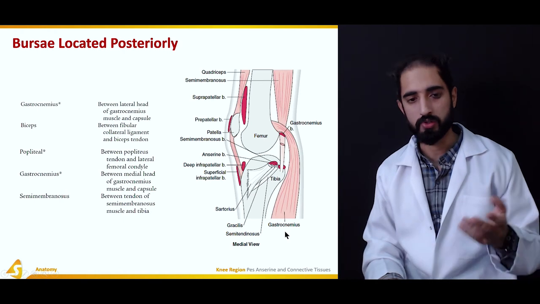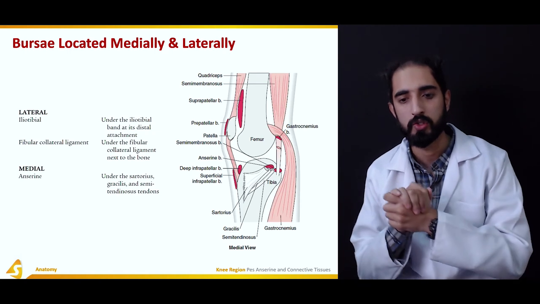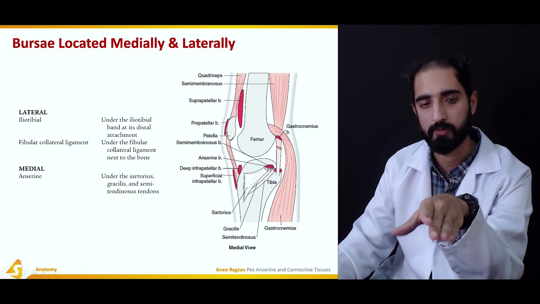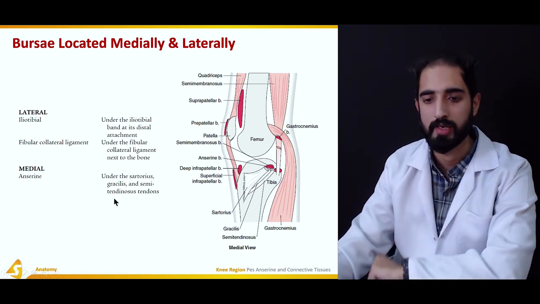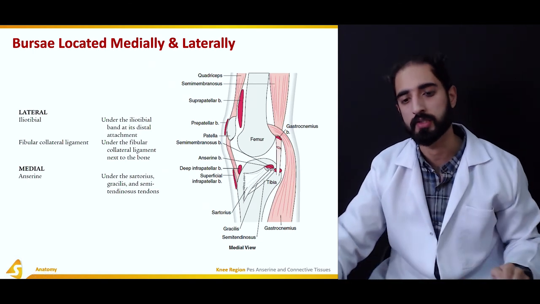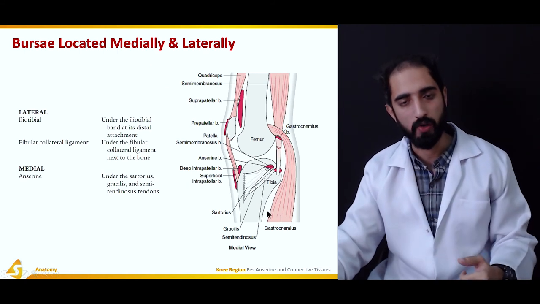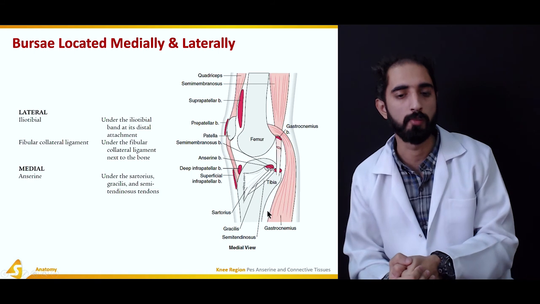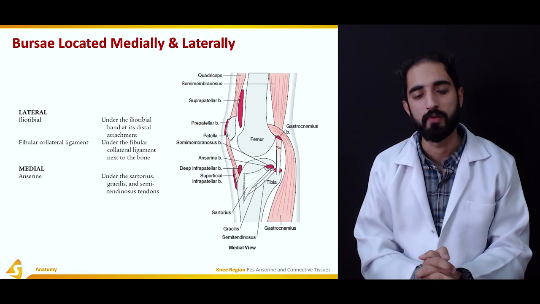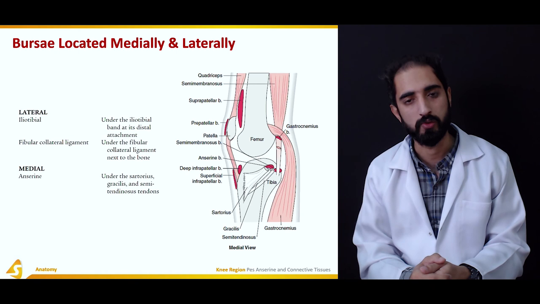So this was all about the bursae located posteriorly, and at the end we have the bursae located medially and laterally. We can visualize the bursa located medially, which is the anserine bursa, also known as the pes anserine bursa, and is located beneath the pes anserine group of muscles, which is the sartorius, gracilis, and semitendinosus, located here. The lateral structures cannot be visualized in this figure because this is the medial view, and they include the iliotibial bursa, which is beneath the iliotibial band at its distal attachment, and we have the fibular collateral ligament bursa, which is beneath the fibular collateral ligament next to the bone.